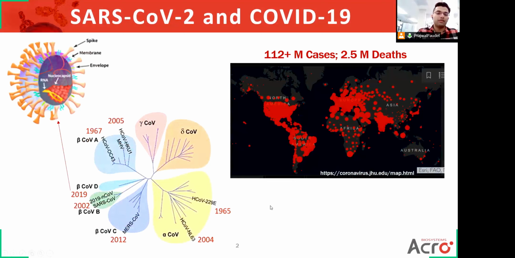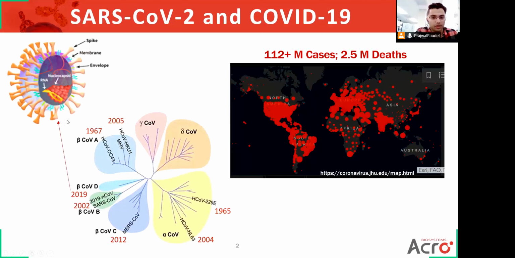The COVID-19 pandemic has infected 112 million people worldwide, with 2.5 million deaths to date. The viral agent of this pandemic, novel coronavirus SARS-CoV-2, belongs to the beta coronavirus family clade B, which includes the SARS-CoV and MERS-CoV outbreaks from 2002 and 2012.